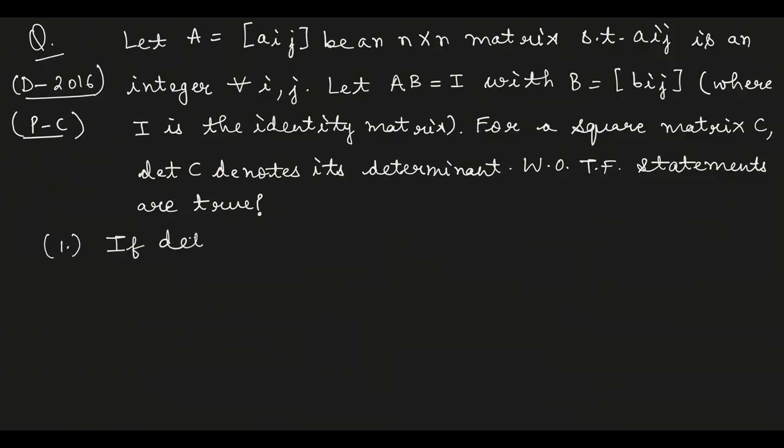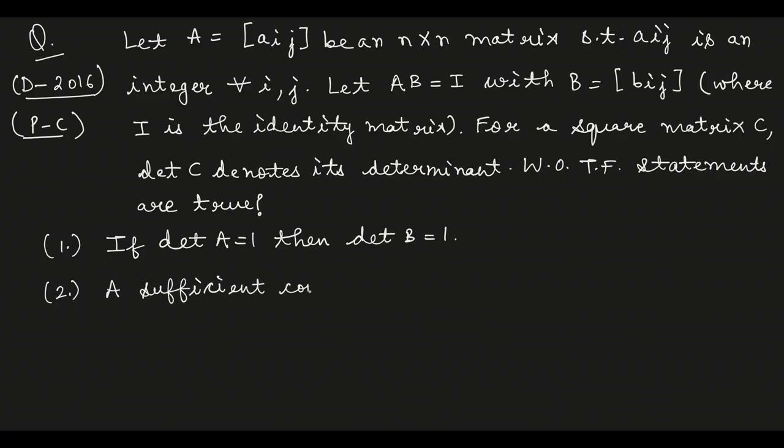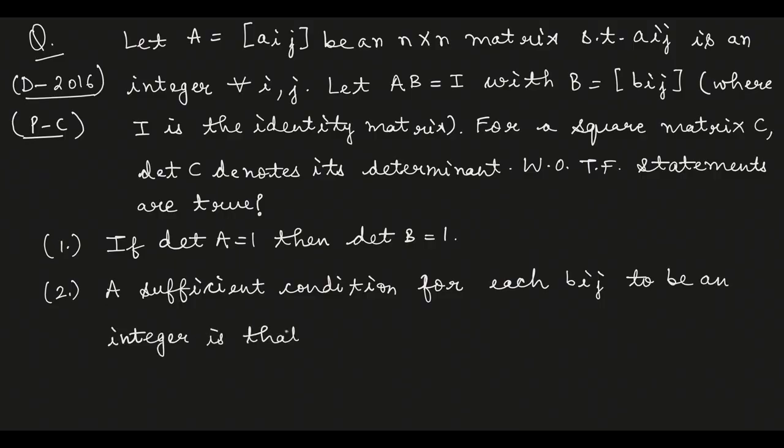If determinant of A is 1, then determinant of B is 1. A sufficient condition for each Bij to be an integer is that determinant of A is an integer.